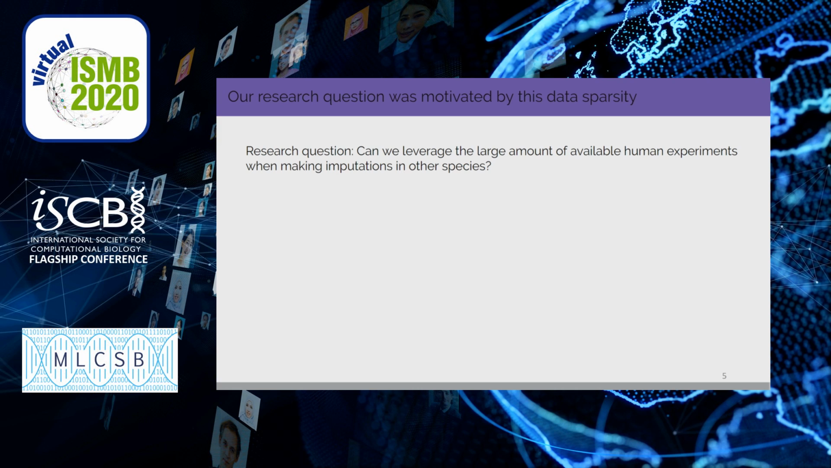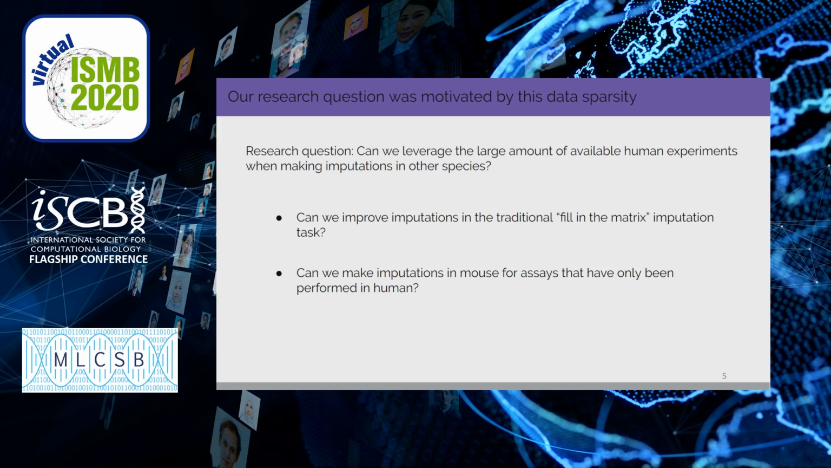So this motivated the research question for this project, which is, can we leverage the large amount of available human data when making imputations in other species? This is broken down into two sub-problems that we investigated separately. The first is, can we improve imputations in this traditional fill-in-the-matrix imputation task? Basically, when leveraging this human data, can we just do better at the standard task of making imputations? The second is, can we make more comprehensive imputations? In this case, what we want to do is make imputations in mouse for assays that have only been performed in human.